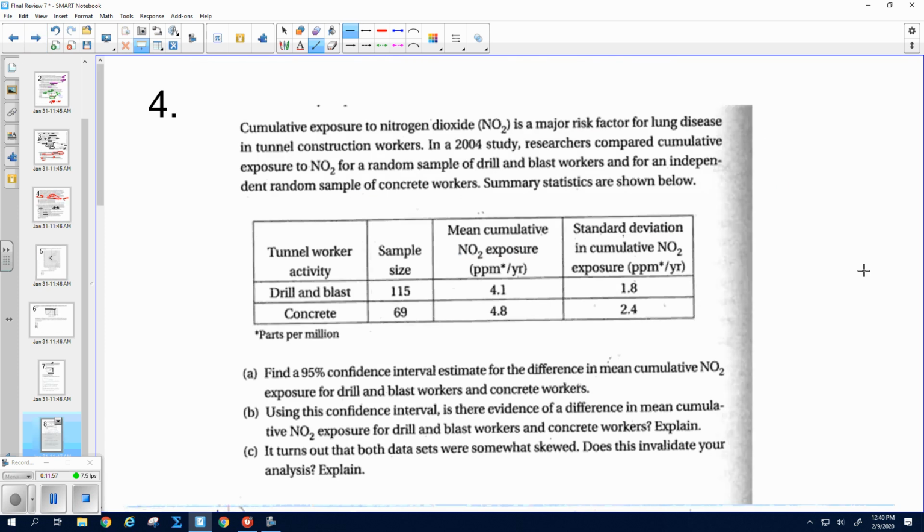So number 4, you want to be able to do a confidence interval. A lot of the number 4 questions that I see are a significance test or a confidence interval. So hopefully you guys are really good at these. So part A: a 95% confidence interval for the difference in mean cumulative NO2 exposure.